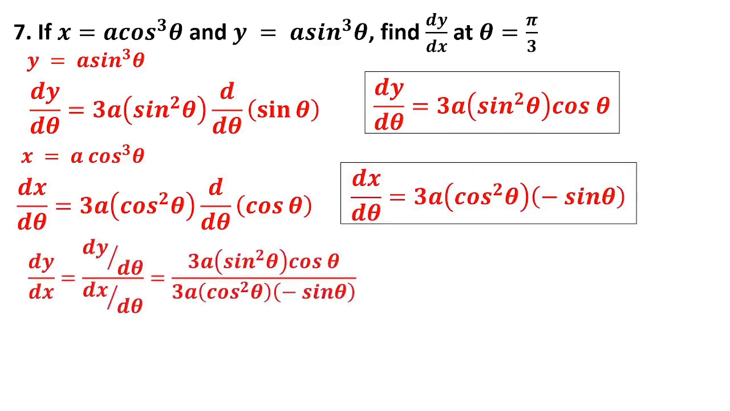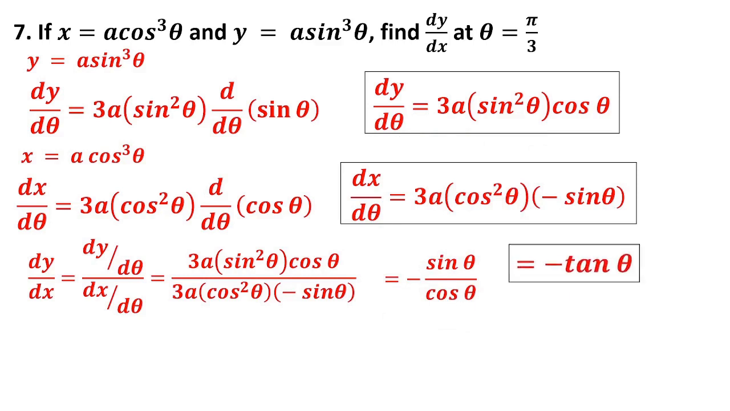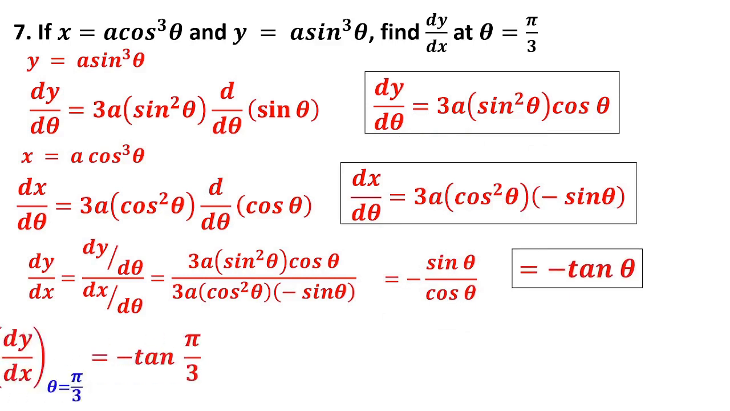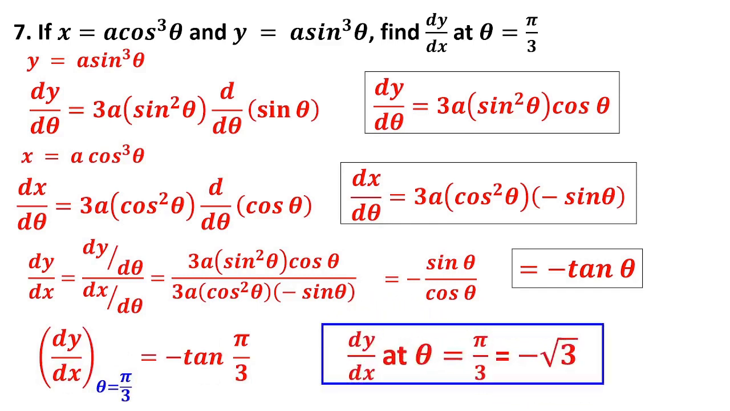I know the formula for dy by dx. It is differentiation of y with respect to theta upon differentiation of x with respect to theta. Everything getting cancelled, you will get minus tan theta. Now, after simplification, I am putting theta is equal to pi by 3. The answer is minus root 3.